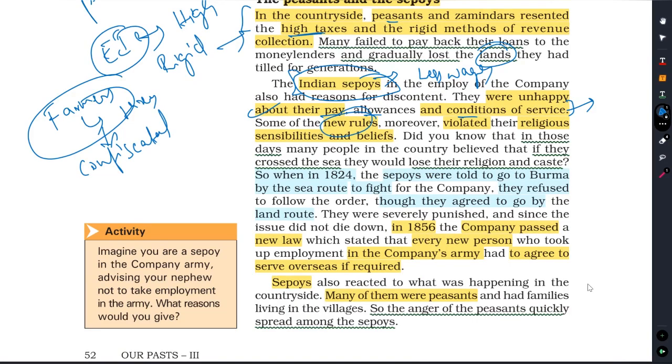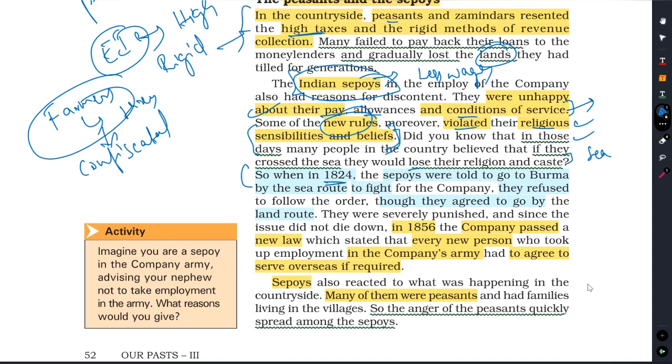Now let us see some of the rules which made them angry. Some new rules brought by the East India Company violated the religious beliefs and sensibilities of the Indian sepoys, peasants and local society. In those days, if people crossed the sea, they would lose their religion or caste. This was the belief in our Indian society.